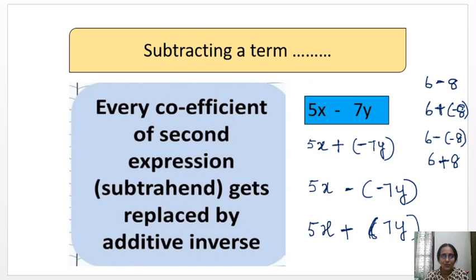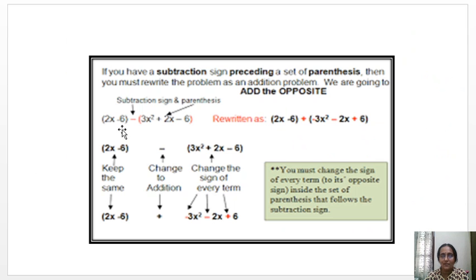Previous example also you are writing the first minus and as it is. Now here also you have to write the first expression. Instead of only one term, there are 2 terms here in this expression, 2x minus x. Keep the expression, write the expression same. Then next, what is the next step? You have to change minus sign to plus sign.